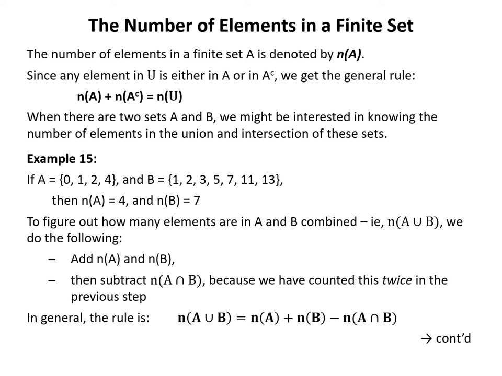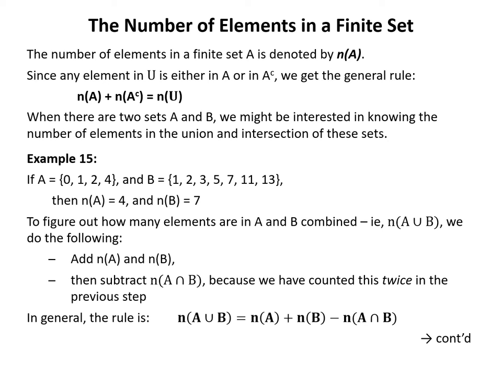Now, to figure out how many elements are in A and B combined, in other words, the number of elements in A union B, we do the following. First, we add the number of elements in A and the number of elements in B. But then we have to subtract the number of elements in A intersection B, because those are the elements that are in both, and we've counted them twice in the previous step. So we have to subtract that value one time to get us to just including it once, which is the correct number of times to include every value.